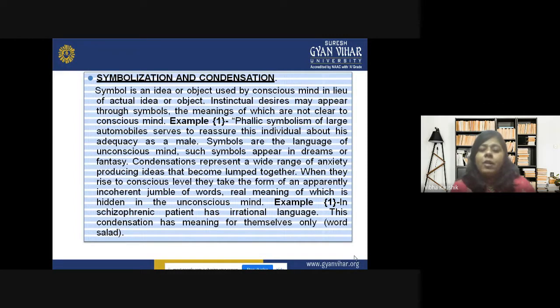Condensations represent a wide range of anxiety-producing ideas that become lumped together. When they rise to the conscious level, they take the form of an apparently incoherent jumble of words, the real meaning of which is hidden in the unconscious mind. Example: a schizophrenic patient who has irrational language. This condensation has meaning for themselves only: word salad.